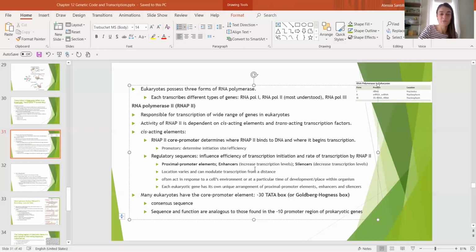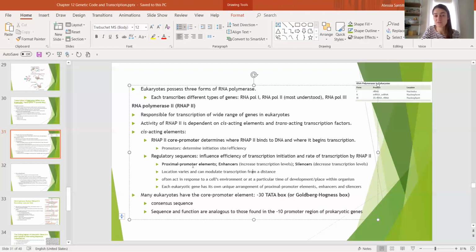We also have other cis-acting elements like enhancers. As their name suggests, enhancers enhance or increase the transcription level. And then we also have silencers. These decrease the transcription level. These could be very proximal, found near the promoter. Other times they can be found quite far away from the gene that they actually regulate. So proximal promoter elements, enhancers and silencers. Enhancers and silencers can be quite close and proximal to the promoter, otherwise they're found really far away.